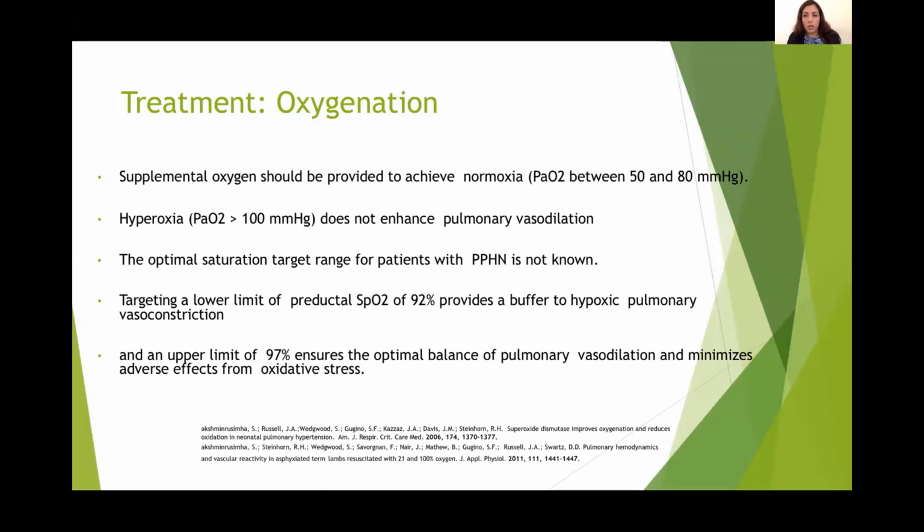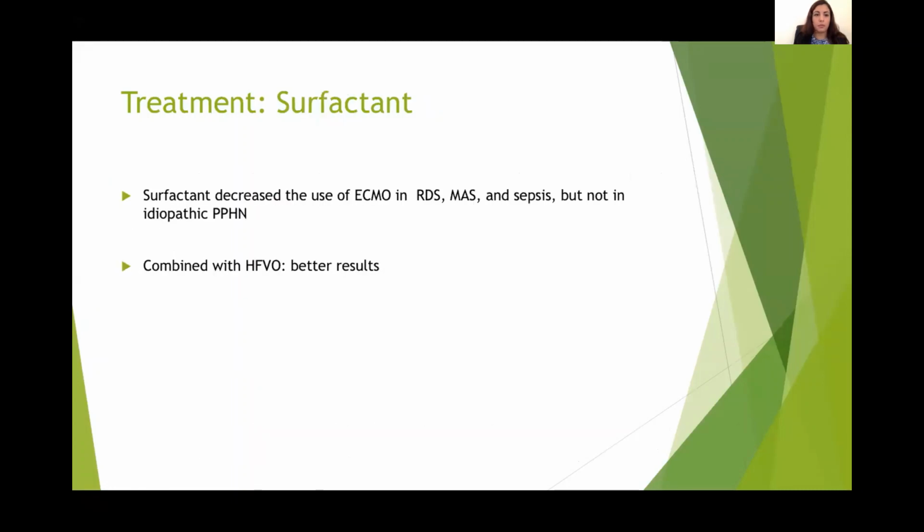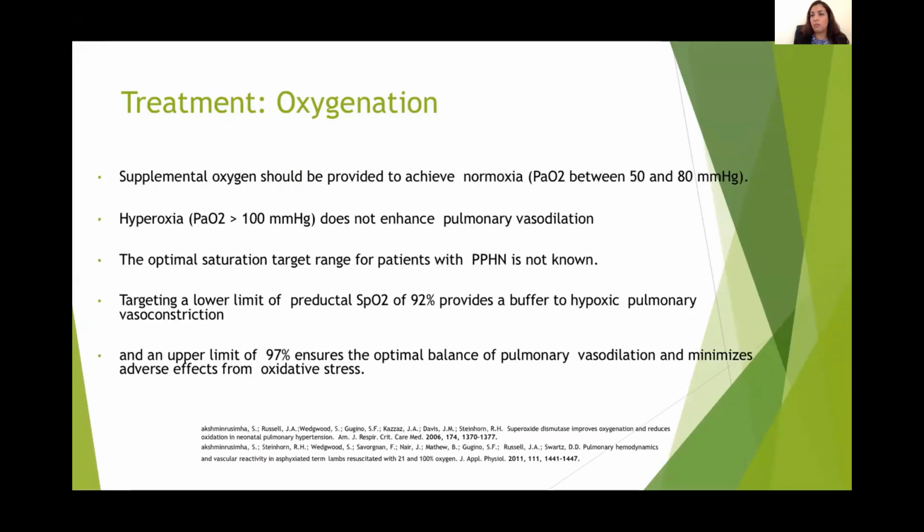So in general, most NICUs or teams are targeting a lower limit of pre-ductal saturation of 92, which will provide a buffer to hypoxic pulmonary vasoconstriction. And then we fix an upper limit of 97, which will ensure an optimal balance of pulmonary vasodilation while at the same time minimizing the adverse effects of oxidative stress. Oxidative stress will give lung damage, so we have to avoid it.